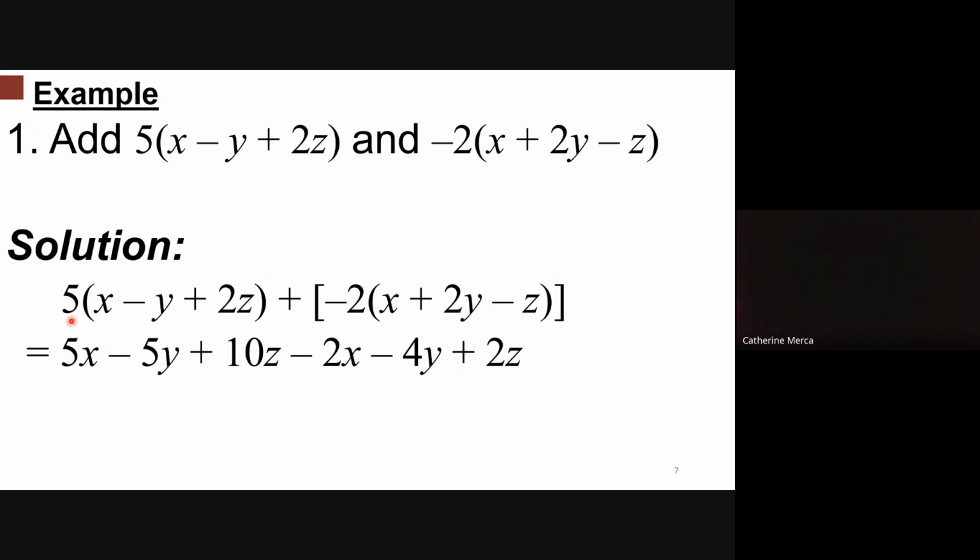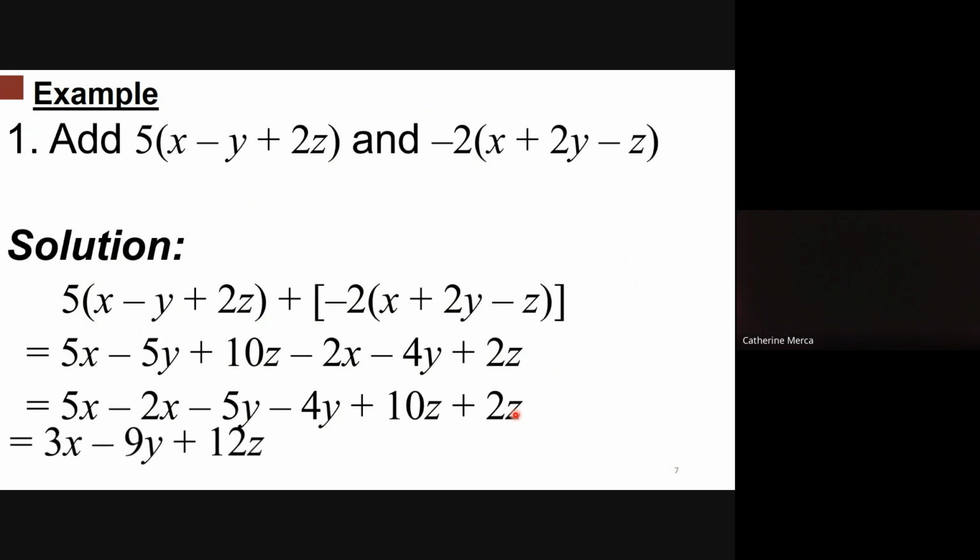And then combining terms, you have 5x minus 2x is 3x. Minus 5y minus 4y is negative 9y. 10z plus 2z is 12z. So we have 5x minus 2x, minus 5y minus 4y, 10z plus 2z. Because these are similar terms, that becomes 3x minus 9y. Remember, you have the same sign. And then 10z plus 2z is 12z. So I have 3x minus 9y plus 12z.